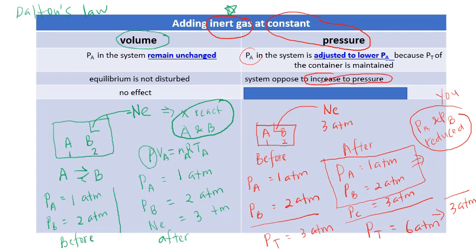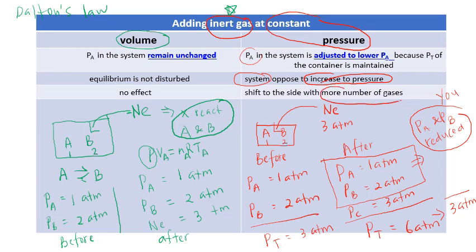Okay, when you add the inert gas at constant pressure, you succeed in reducing the partial pressure of A and B. So that's why now the system needs to oppose by increasing the pressure. If the system wants to increase the pressure, the system has to make sure they move to the side with more number of gases.